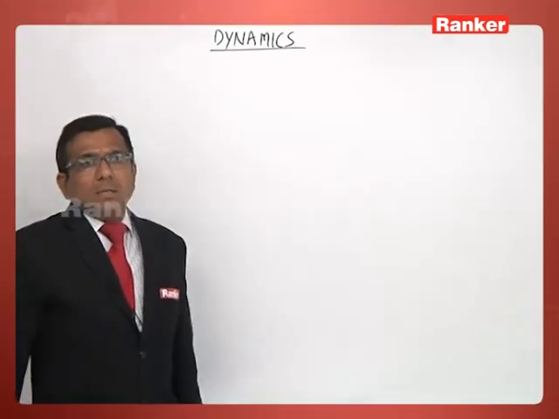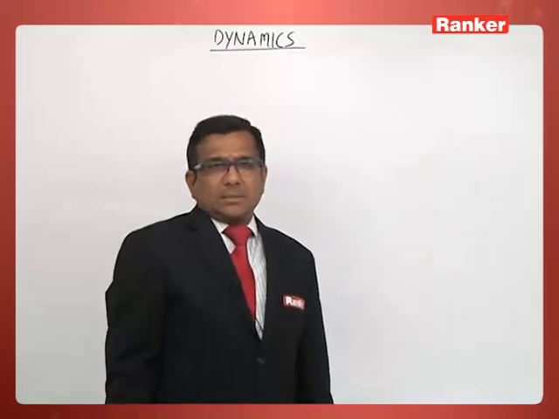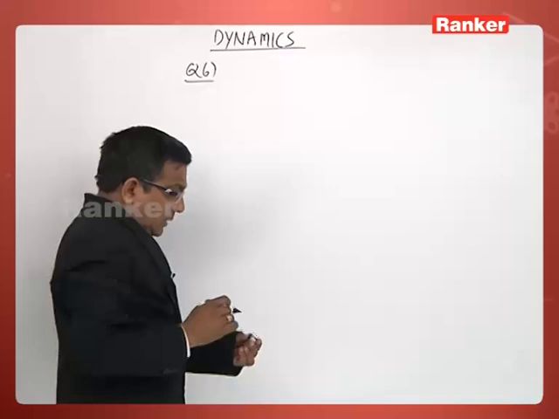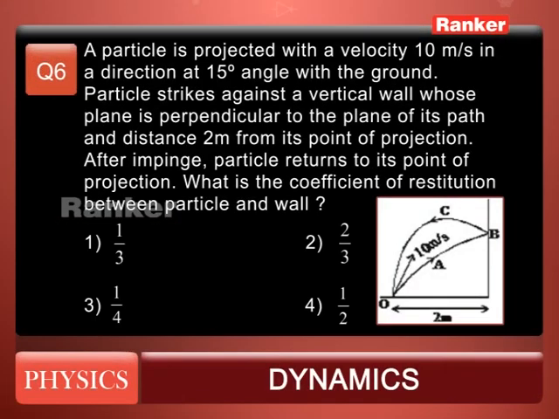Now let us see the next problem, problem number 6. A particle is projected with a velocity of 10 meters per second in a direction at 15 degrees with the ground. The particle strikes a vertical wall whose plane is perpendicular to the plane of its path at a distance 2 meters from its point of projection. After impinging, the particle returns to its point of projection. The diagram was clearly given. Then what is the coefficient of restitution between the particle and the wall?